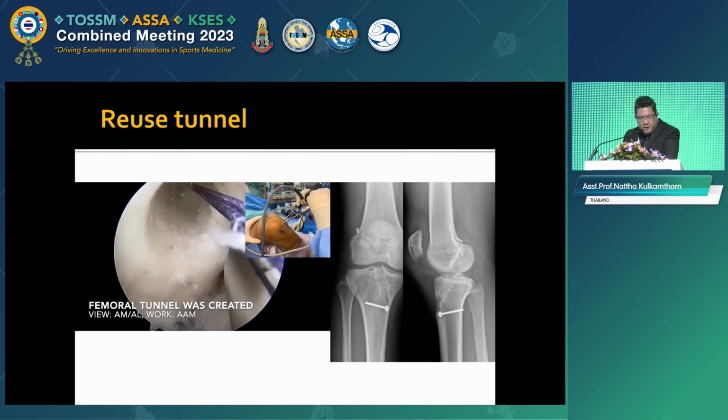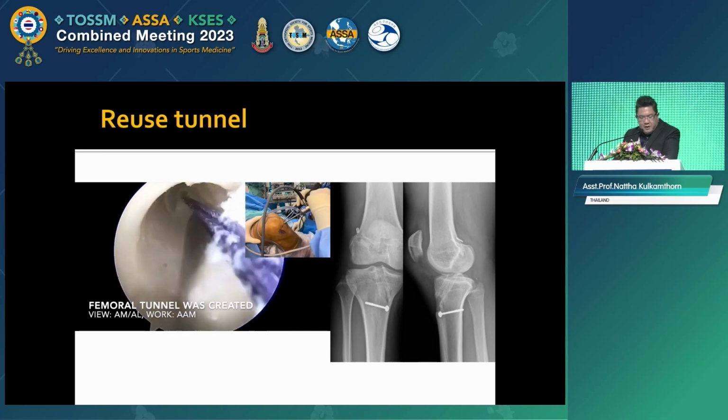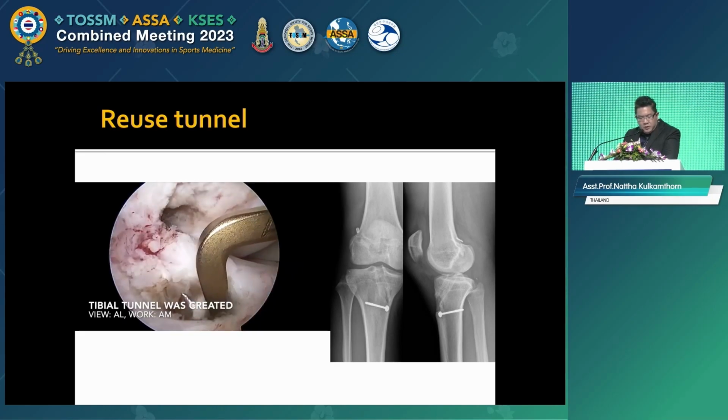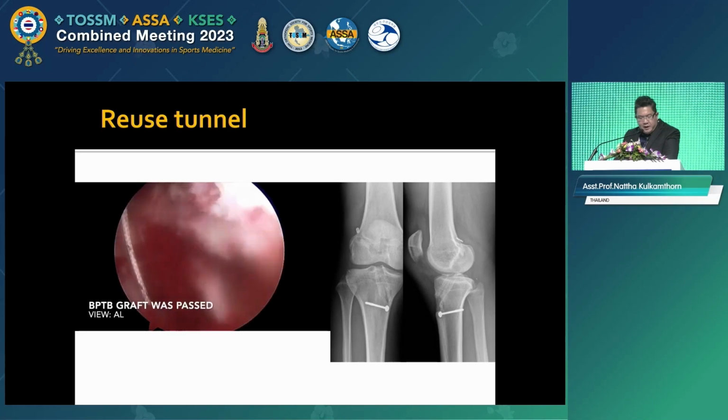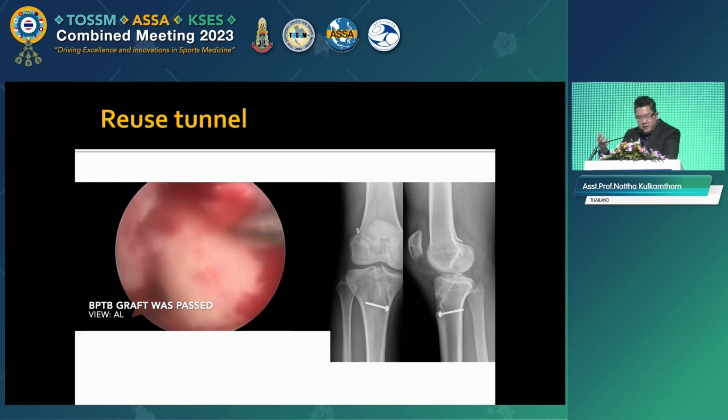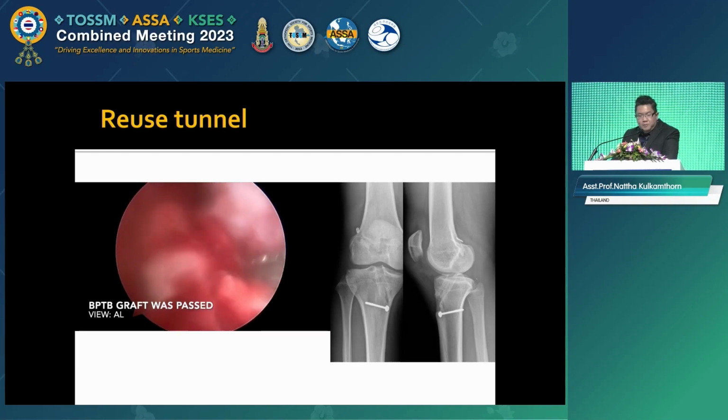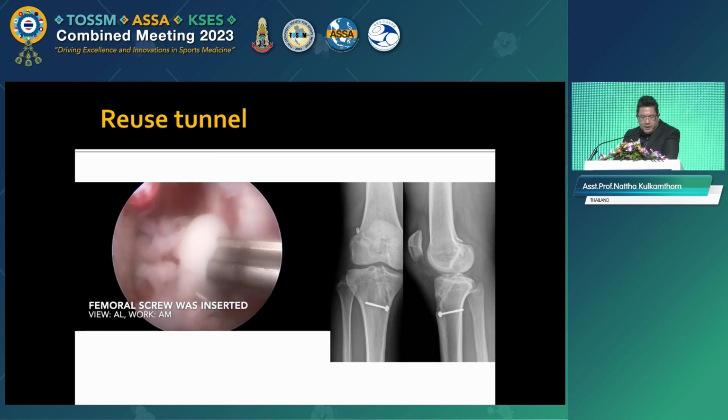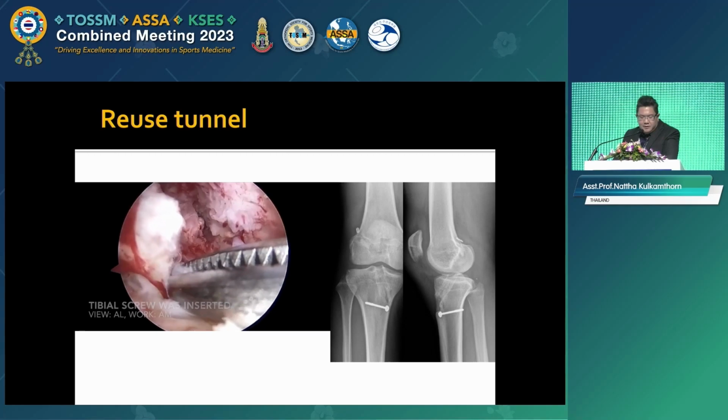In the scope, I usually use a 3 portal approach. This is from the accessory medial portal. I checked, it's okay, so I just reuse the tunnel, flatten the bone and make it bigger, and use the bone patellar tendon bone graft, the larger bone, and use the screw. Each bone is okay, it's great.